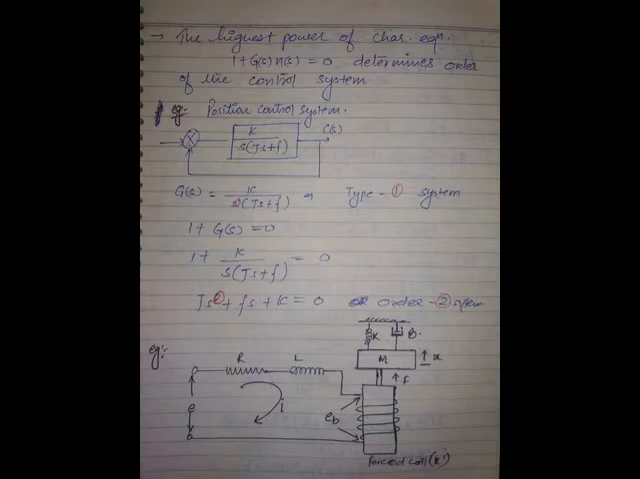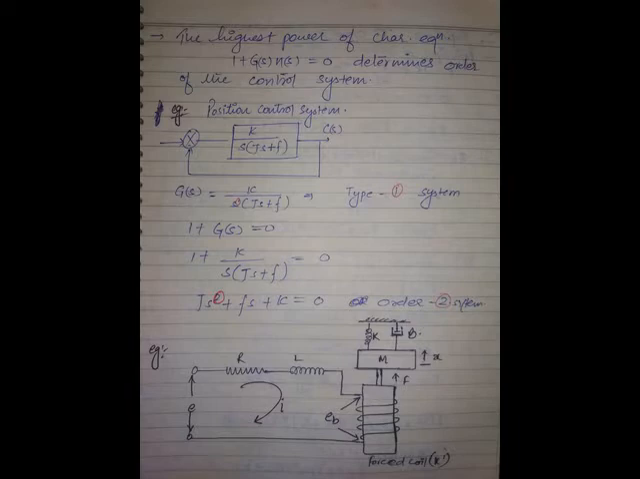What is the input of this system? R of S. R means it is expressed as R of S. What is the output of the system? C. C means C of S.